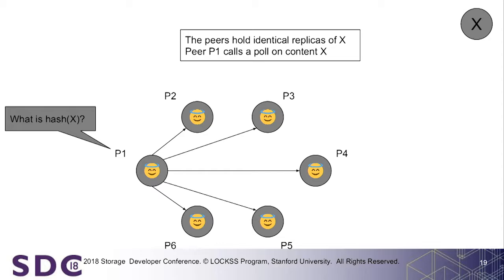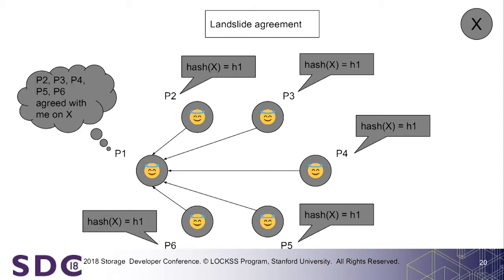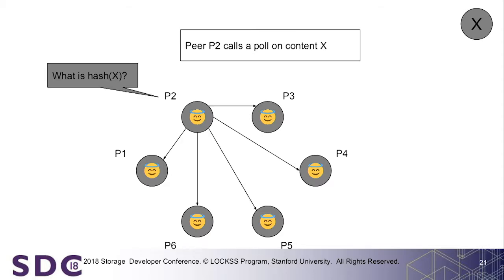So it asks the others what the hash of X is. They all compute, since they all have exactly the same thing, they happen to come up with the same answer, H1. And so P1 can remember that P2 through P6 had agreed with it on X at one point. At a later time, P2 does the same thing. It also calls an opinion poll on content X.